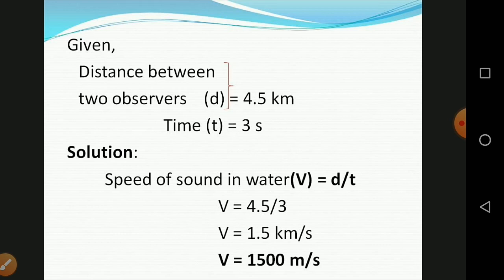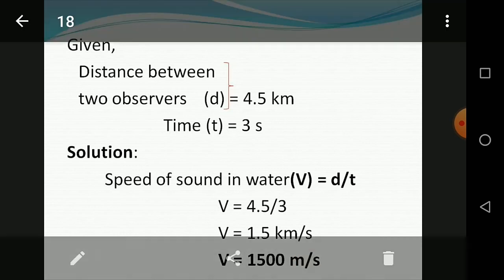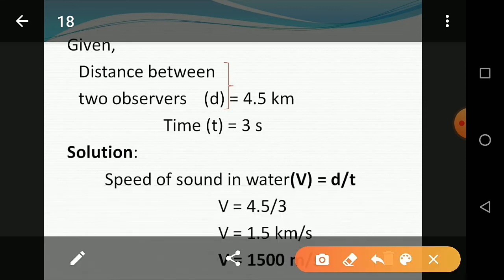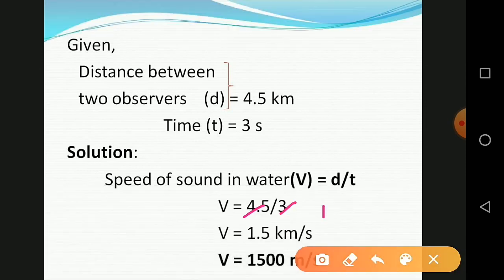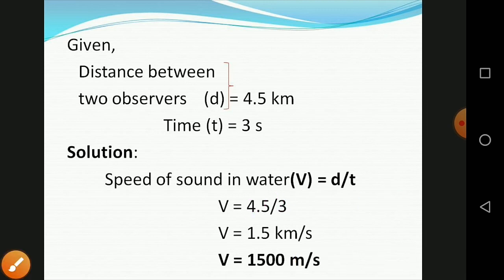1 3s are 3, then 1 3s are 3, remainder 1, and then 15, that means 1.5. So v is equal to 1.5 kilometers per second. If we convert to meters, v is equal to 1500 meters per second.